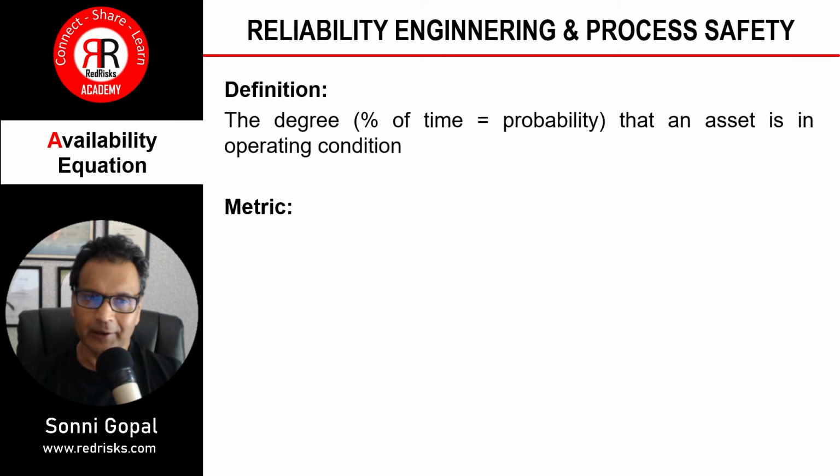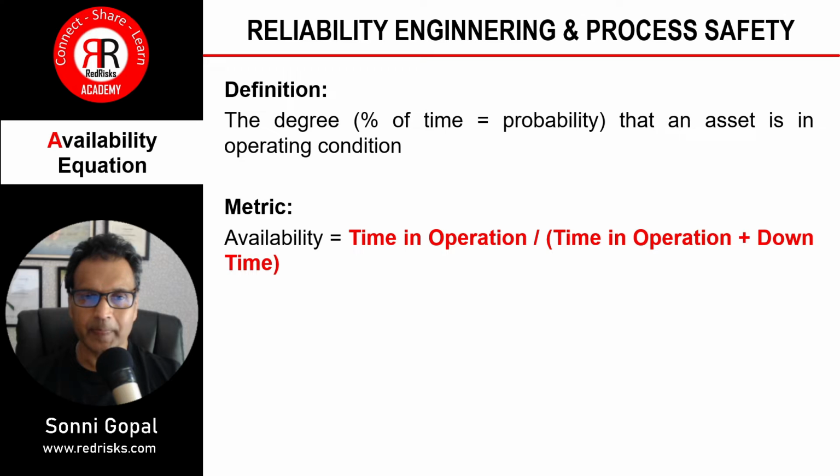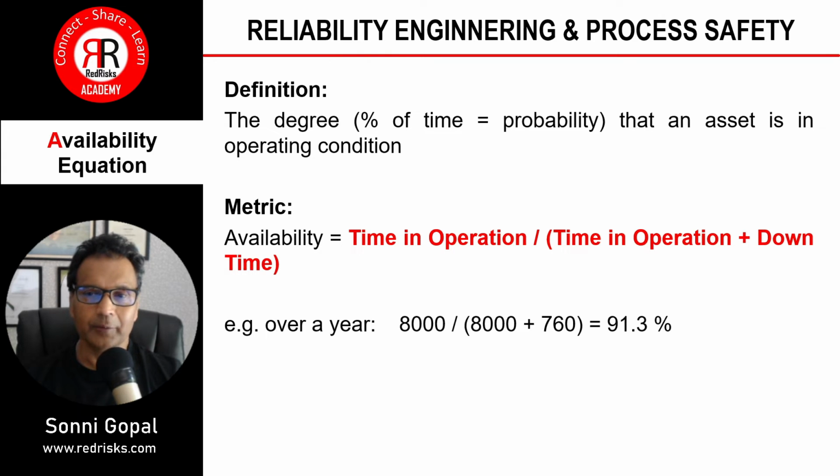Now we need to look at availability, and that's a degree or percentage of time, a probability, that an asset is in the operating condition. And of course we have a metric. Availability is the time in operation divided by the time in operation plus the downtime associated with it. If you consider a plant over a year, 8,000 hours that it's been operational, and there's been, say, 760 hours of downtime, then its total availability is 91.3%, as shown by this equation here.